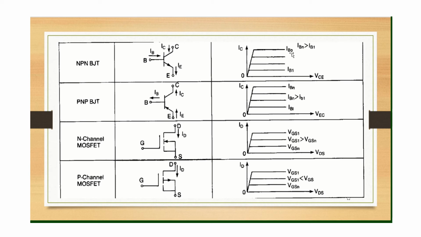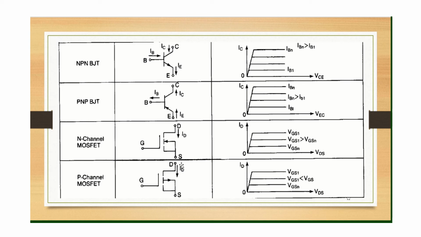I hope you're familiar. These responses are for different base currents, constant base current. These are the output characteristics. And the PNP BJT, these are the output characteristics, and the rest two are for MOSFET. As we are discussing, we'll be understanding all these better.